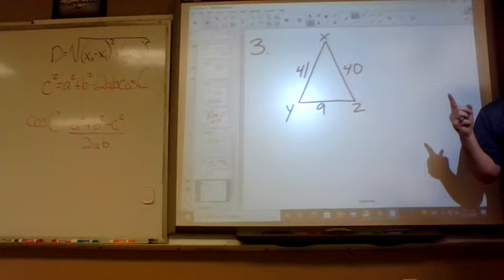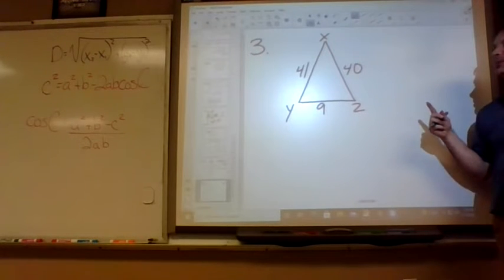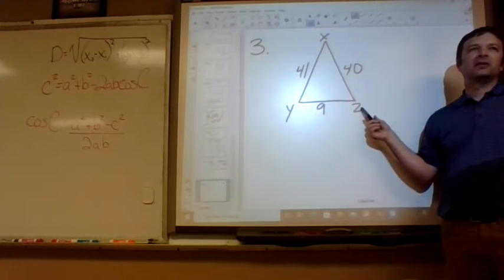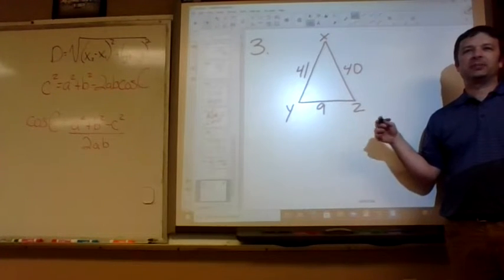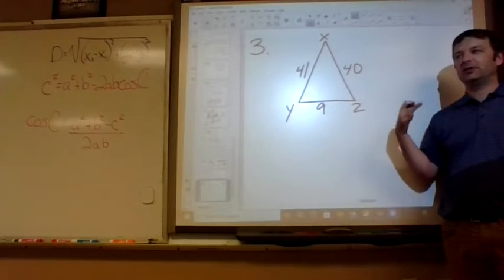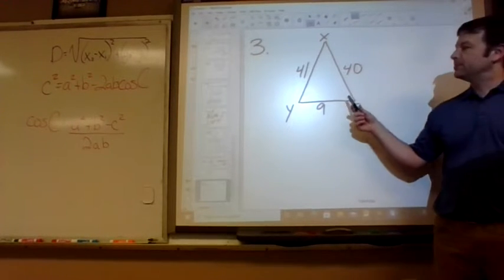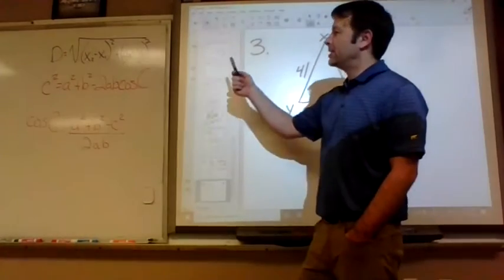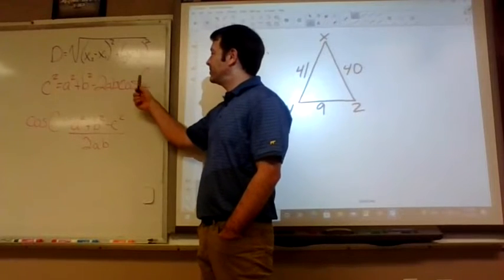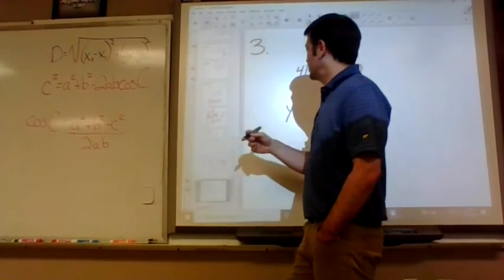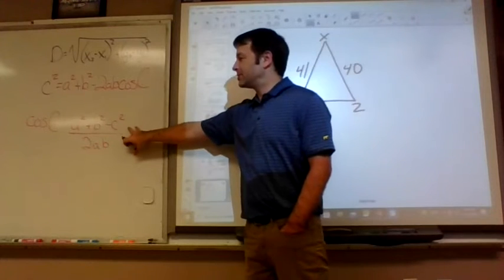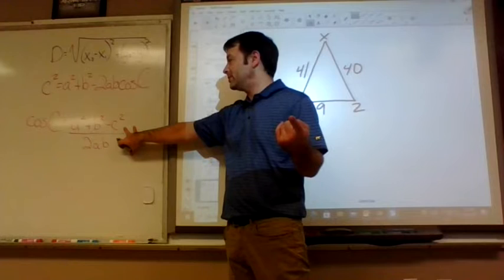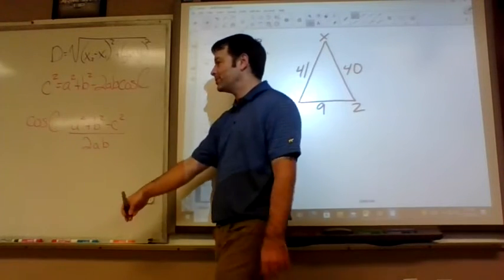Could we rename them to A, B, and C? You could, but you might get confused. No, because I'm gonna say angle Y is this, angle Z is that. We can't use the law of sines because I don't know any angles. So I have to use this because I know all 3 sides. Side, side, side can be solved by the angle version of the law of cosines.